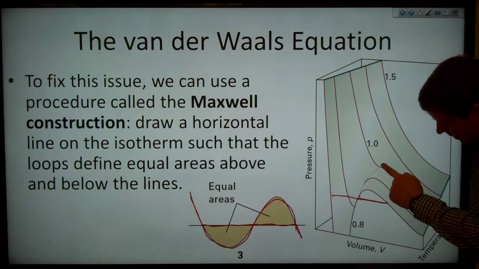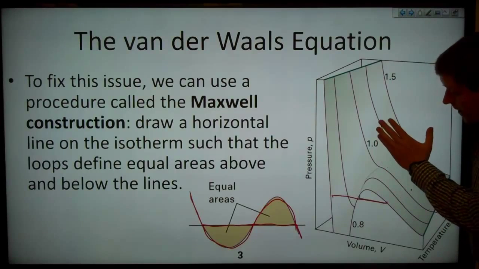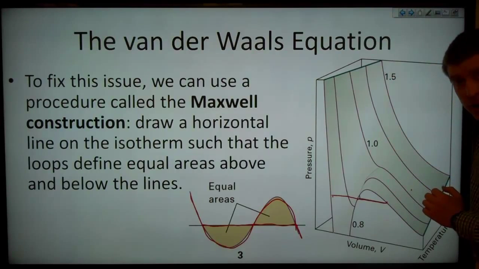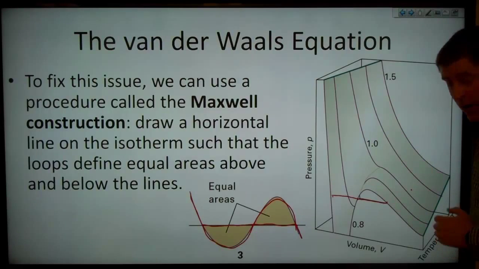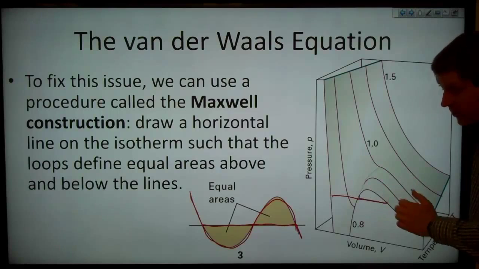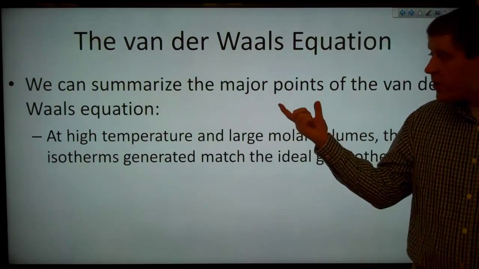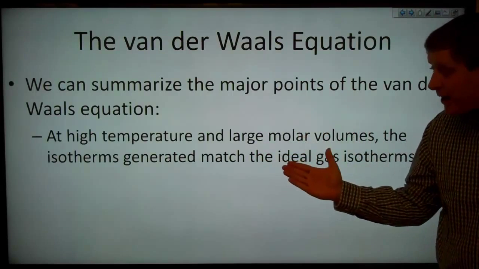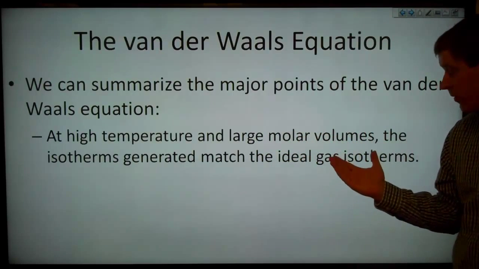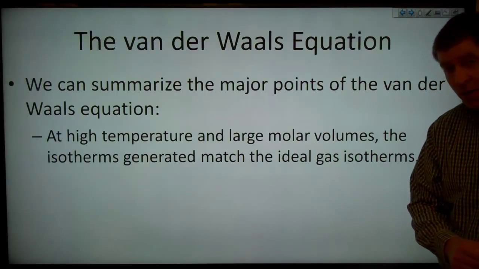At the critical temperature, we just get a supercritical fluid, and so at temperatures above that, we just get that supercritical fluid. We never actually condense the liquid out, and that's why we don't have to do this Maxwell construction at those higher temperatures. Now, we can summarize the major points of the van der Waals equation. At high temperature and large molar volumes, the isotherms generated match the ideal gas isotherms.